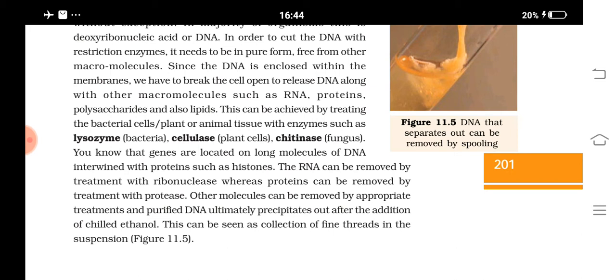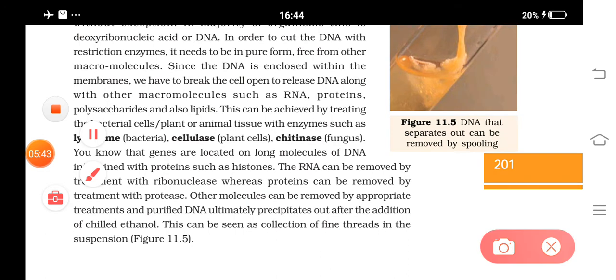So these all will help to remove the cell wall, isn't it? And after that, DNA is also found along with proteins like histones in the chromosomes. Then RNA molecules will be there, proteins will be there. So for all this, different enzymes have to be used. For example, any extra RNA, if it is there, can be removed by ribonucleases.